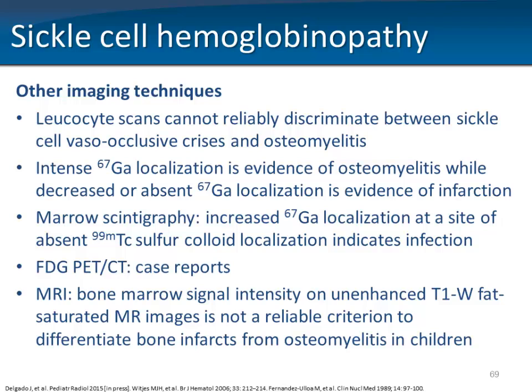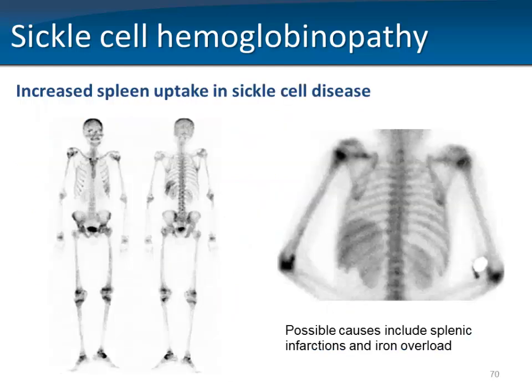Marrow scintigraphy, FDG PET, CT, the data are out there. MRI, unfortunately, the marrow signal intensity on the T1 images is not a reliable criterion either to differentiate bone infarcts from osteomyelitis in children. So again, usually this means that we do multiple techniques to come to a working diagnosis or differential diagnosis. Yes, I'm nearly done. Thank you.